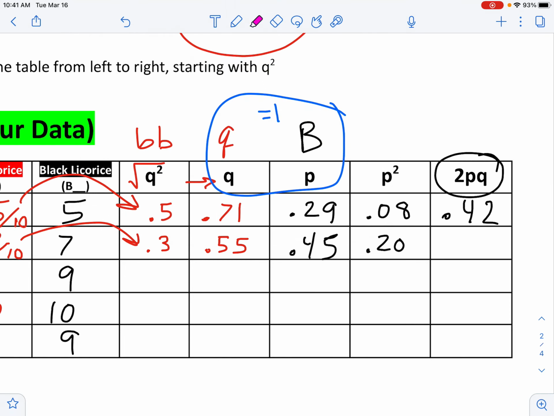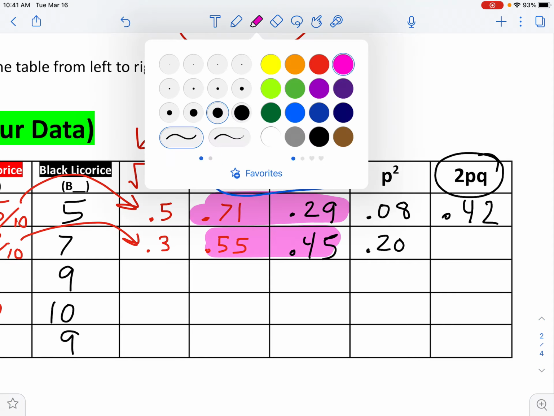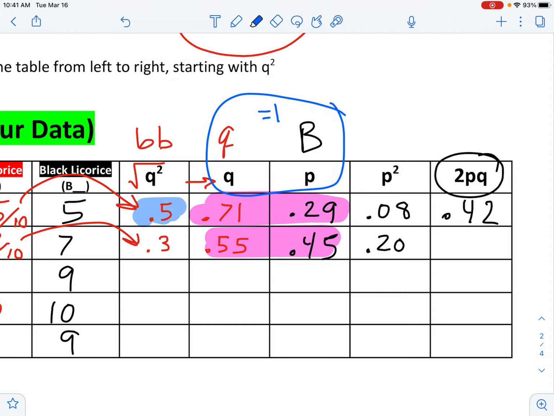So again, much like these numbers added up right here equal 1, that's the same idea that these numbers right here equal 1. If you see that or not. And then let's do the next row. 0.3 and 0.20 is 0.50, so this must also be 0.50.